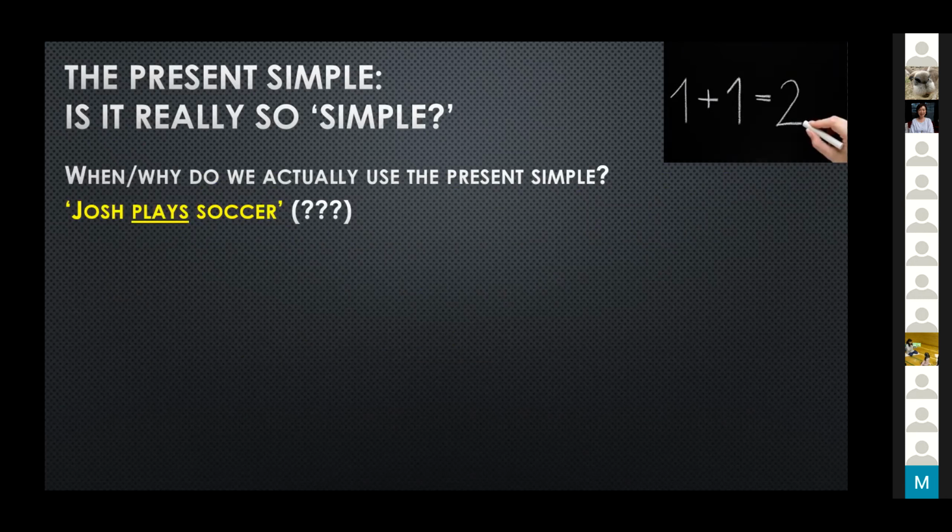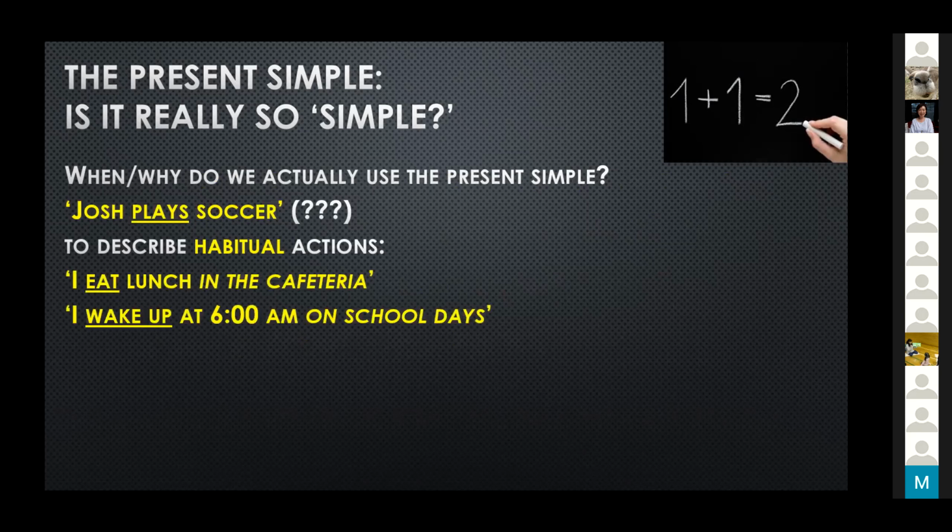And I really dislike such examples because I don't even know what this means. Josh plays soccer. In order to make this actually meaningful, one has to put the content into some kind of adjunct phrase, for example, to describe habits. Here we are: I eat lunch in the cafeteria. I wake up at 6 a.m. on school days. So now we have some kind of context. In order to teach the present simple, it really is important then to add some kind of location or temporal feature or something like that.